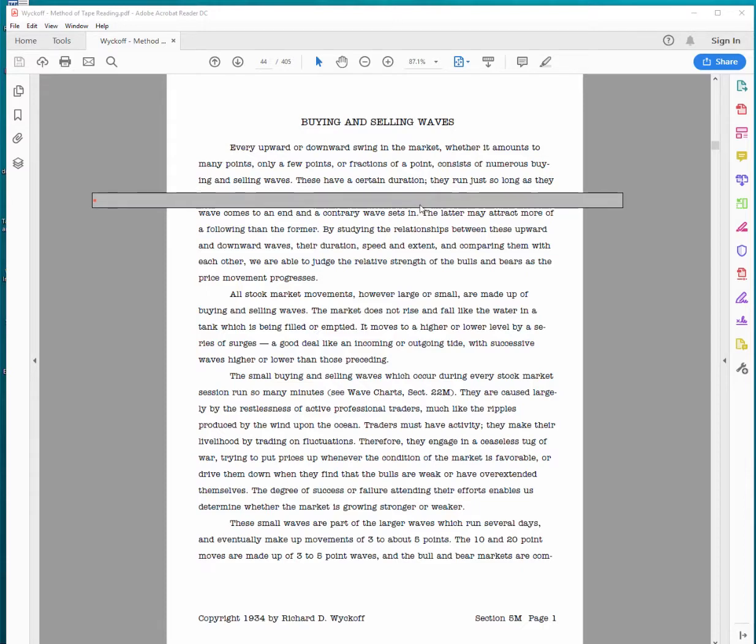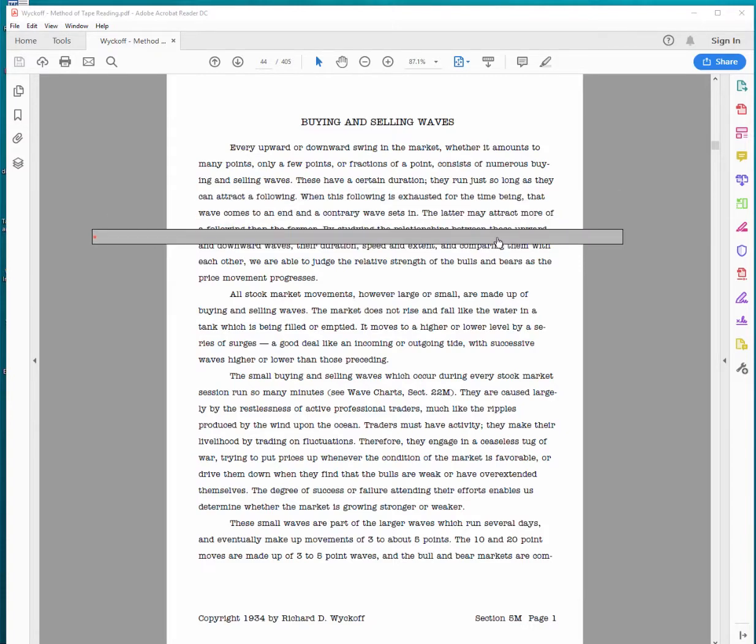They have duration, which is time, and they go as long as they can attract the following. So the point is, if they're attracting a following, the time will continue to go. So 5 minutes, 10 minutes, 15 minutes, they've been attracting a following. So you have a swing up, for example, which you're looking at. There's multiple ways to look at it. One is from the perspective of time.